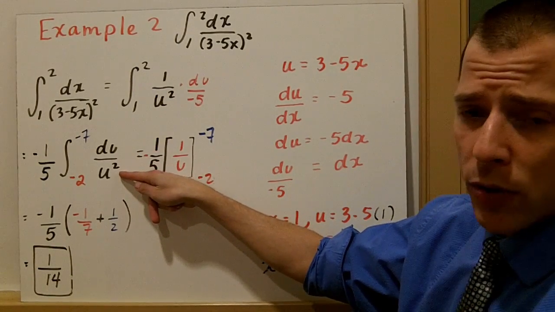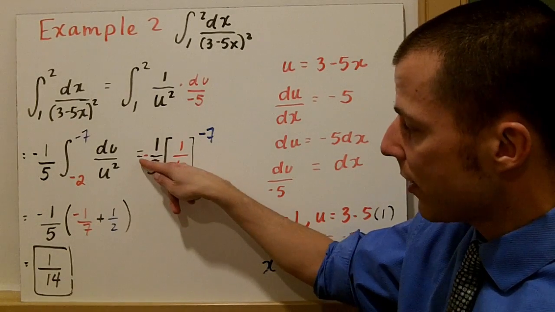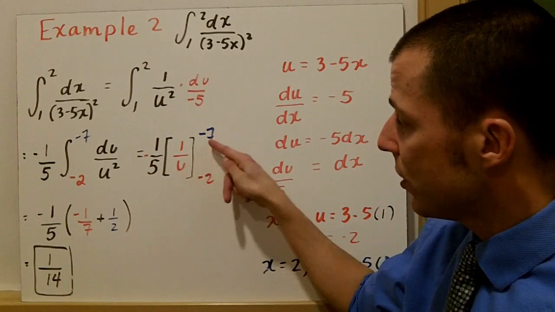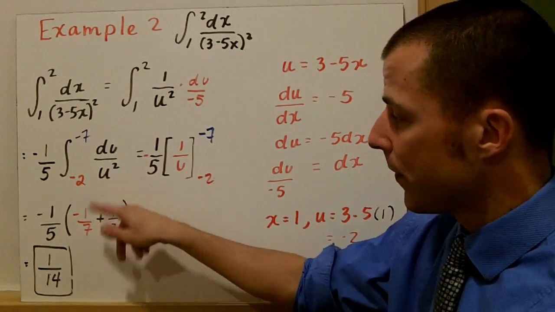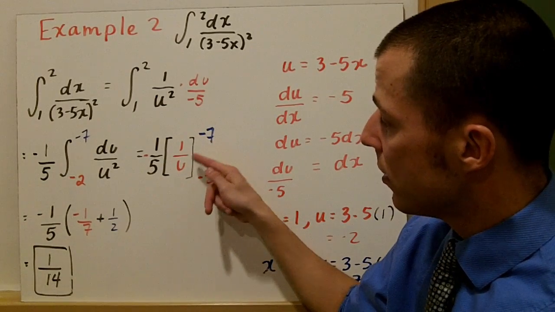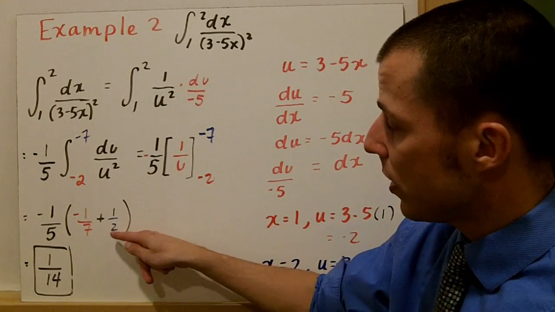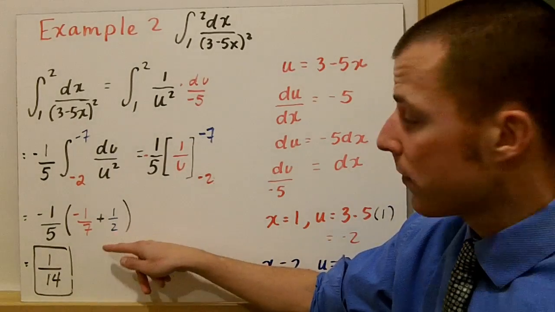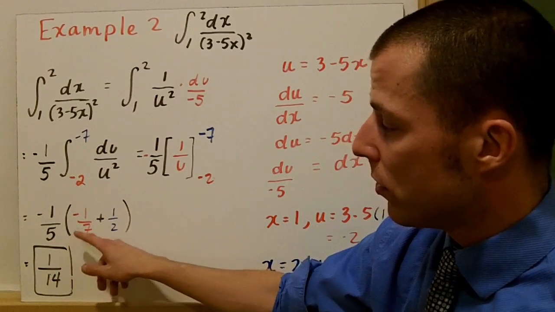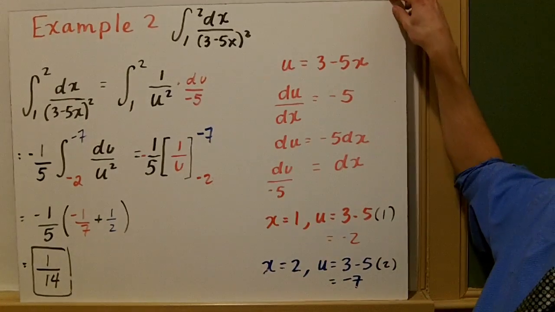Now, when you integrate 1 over u squared, that's just negative 1 over u, and I brought the negative out front. And now I plug both negative 7 in for u and negative 2 in for u. So I have negative 1/5, okay, and I plug negative 7 in, that's negative 1/7, and negative 2 gives me a positive 1/2. Okay, and so negative 1/5 of the sum of negative 1/7 and 1/2 is 1/14.